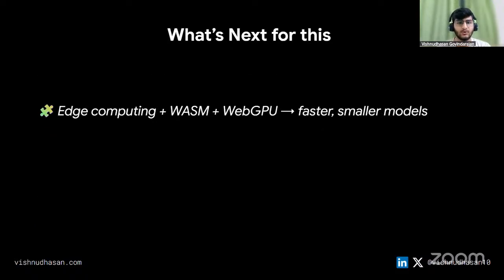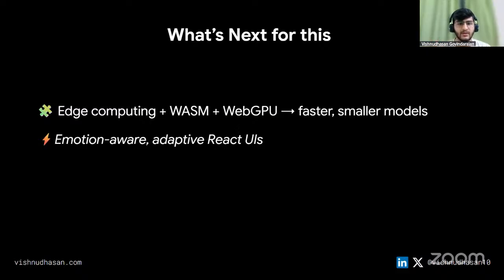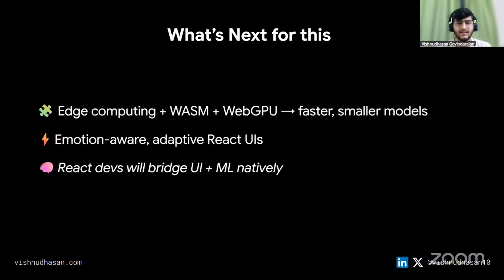So this is going to be something that everyone is going to be using in the next few years. As Tapas said, TensorFlow JS has been there since 2018 or 2019. I'm not sure when it was founded, but my point is we can leverage this for various things. Now we are developing hyper personalized UI with this. This is not going to stop here. We can develop adaptive and emotion aware UIs. And this is something React devs are going to be using natively.